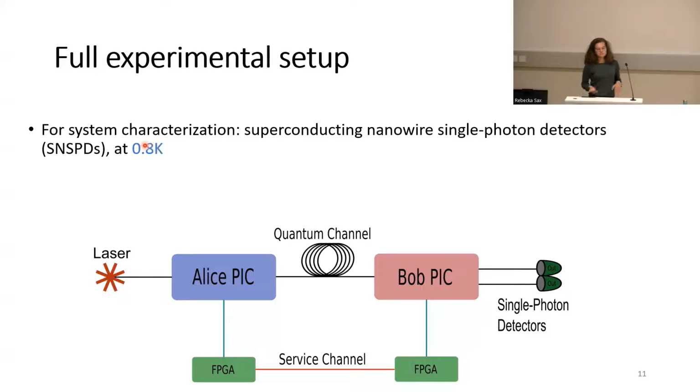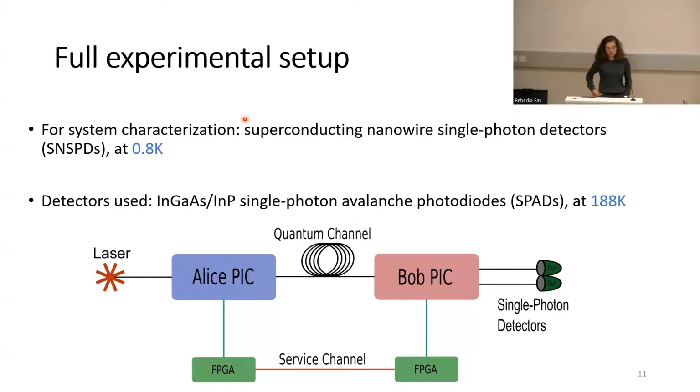And so this is not really in the same spirit of integrated photonics, as it's not very practical to cool them down. So for the rest of the results, we used indium gallium arsenide/indium phosphide single photon avalanche photodiodes that were cooled down with a Stirling cooler to around -85 degrees. So these detectors could be seen as being a bit more mature for real-world implementation in that sense.